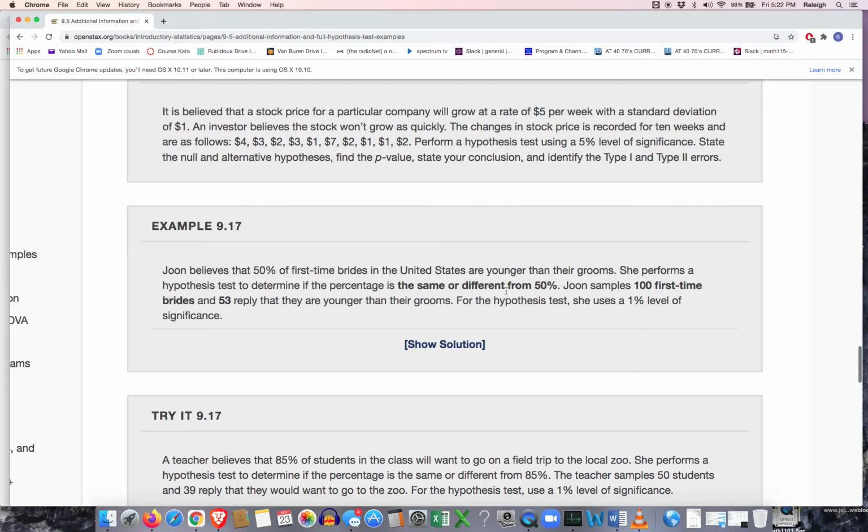I may or may not do that on the final, just letting you know this. We don't actually have to say or different from. Just simply do not include the greater than, do not include the lesser than, and then you get both, 2 for the price of 1, two-tailed test, I guess. So 100 first-time brides are sampled. 53 reply they're younger than their grooms. Is 53 out of 100 enough to really matter, to show a difference? Of course, alpha will be 1%, 0.01.